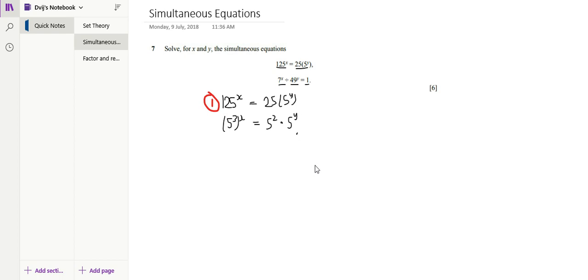And if you know your exponential rules, then we can just multiply these two together and add these two together. So 5 to the power of 3x is 5 to the power of 2 plus y. Cool. And since we have the same base on both sides, what we can go ahead and do is just consider our powers. So 3x is going to be equal to 2 plus y. And we're done with equation 1. So let's go ahead and do the same thing for equation 2 now.